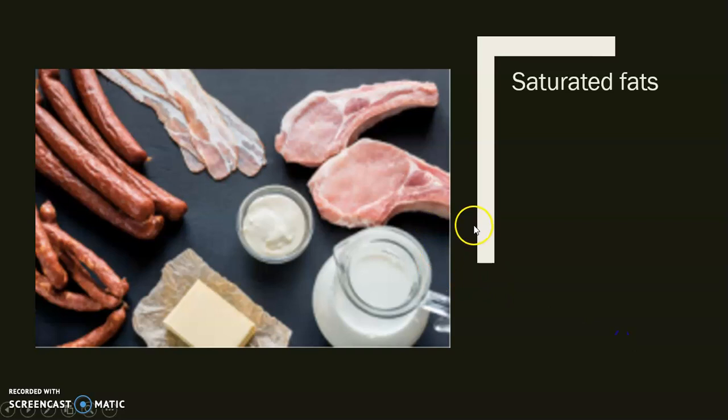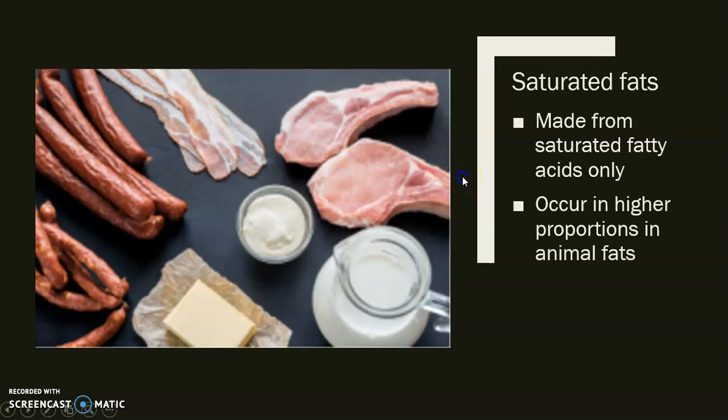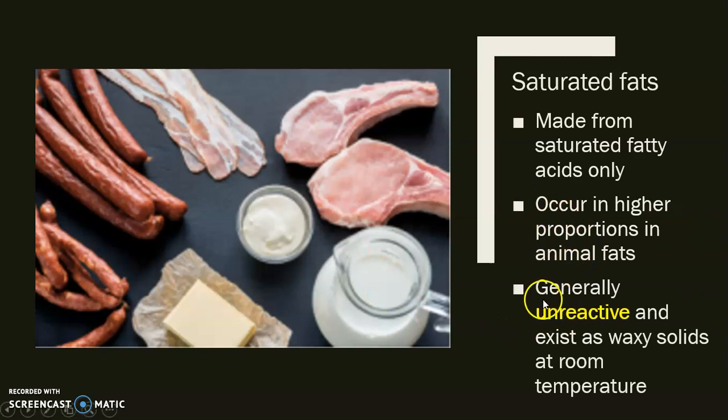Now, saturated fats. Saturated fats are mostly made from saturated fatty acids, so the triglycerides only have saturated fatty acid chains. Okay? They occur in higher proportions in animal fats. In plant oils, as you see, we call them oils. Okay. So in plants, we see more unsaturated fats. Saturated fats are generally unreactive. They exist as waxy solids at room temperature.